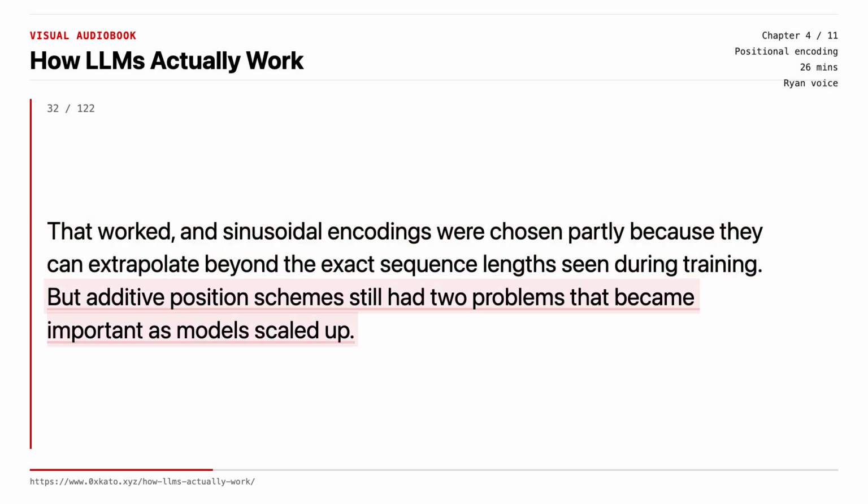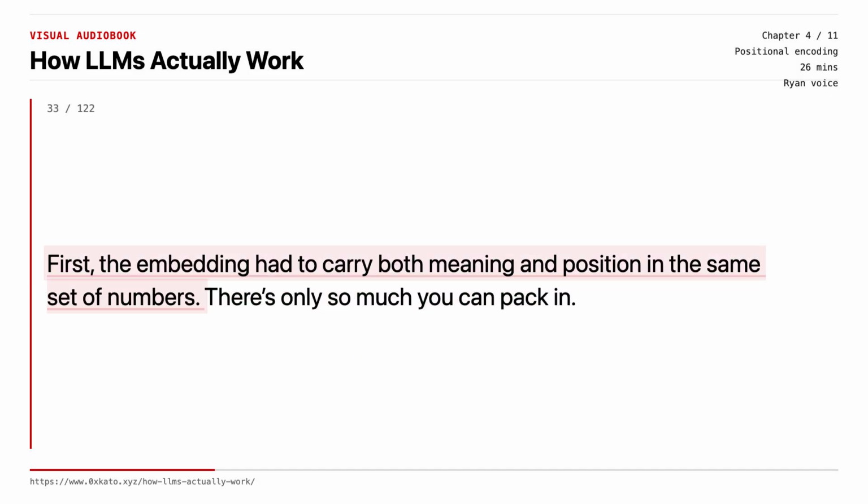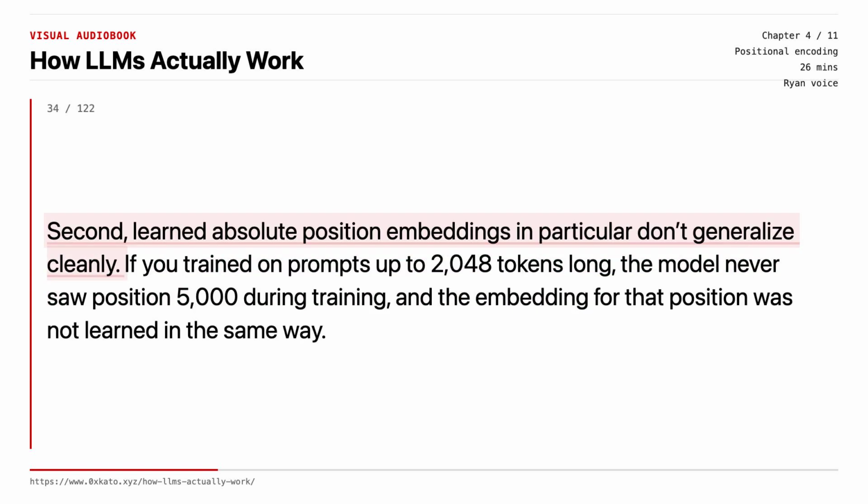But additive position schemes still had two problems that became important as models scaled up. First, the embedding had to carry both meaning and position in the same set of numbers. There's only so much you can pack in. Second, learned absolute position embeddings in particular don't generalize cleanly. If you trained on prompts up to 2048 tokens long, the model never saw position 5,000 during training, and the embedding for that position was not learned in the same way.